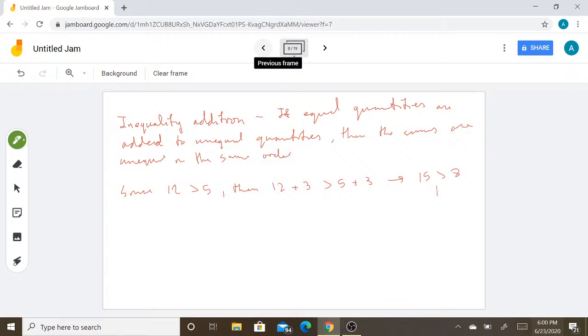So, inequality with addition: if equal quantities are added to unequal quantities, then the sums are unequal in the same order. For example, since 12 is greater than 5, if you add the same number to 12 and 5, the quantities will be unequal in the same order. So 12 plus 3 is still greater than 5 plus 3.